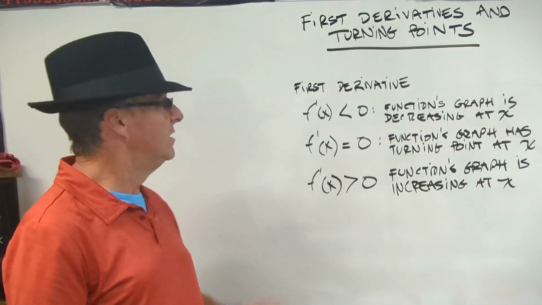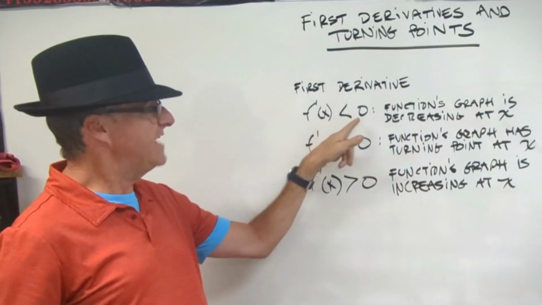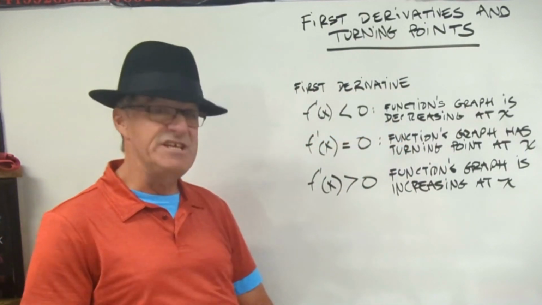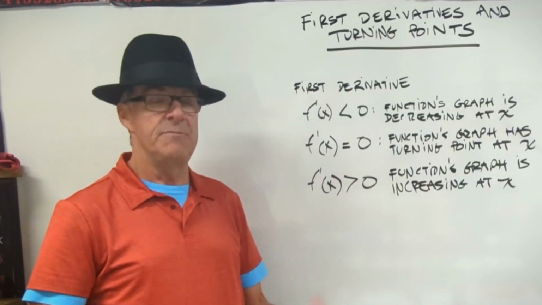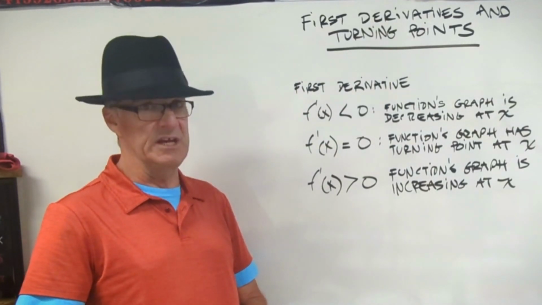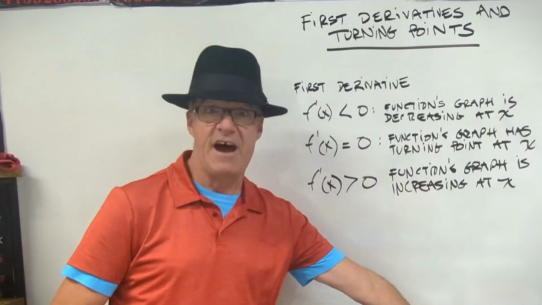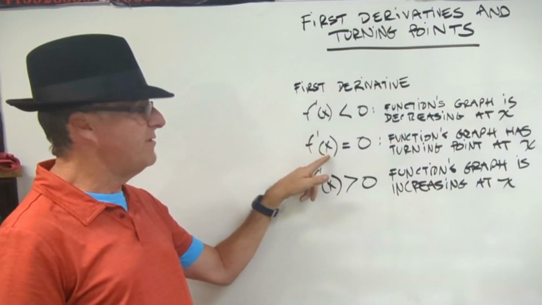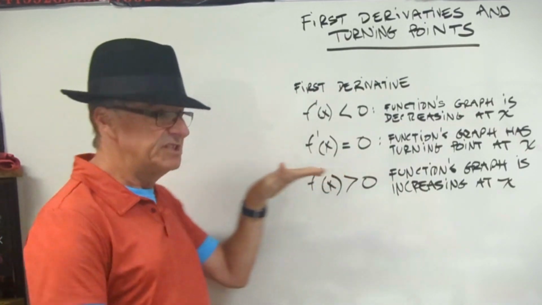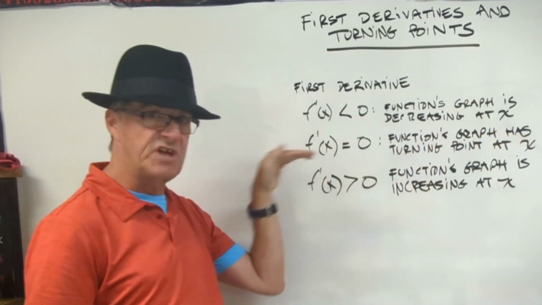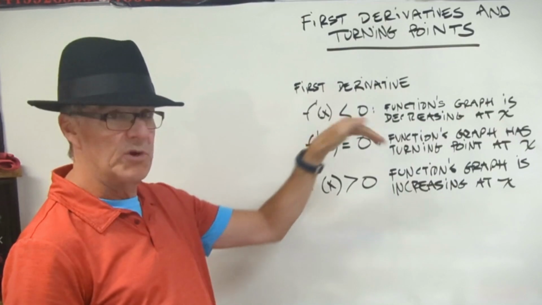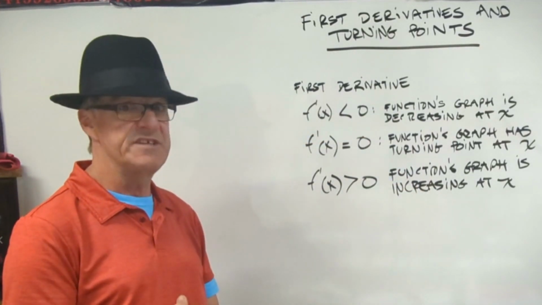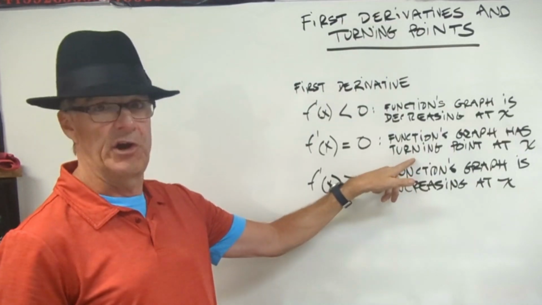So here's the review. When f prime of x is less than 0, when that's negative, the graph is decreasing because the tangent line slope is negative, so the function is going down at that value of x. When f prime of x is 0, the tangent line has no slope, it's horizontal. So that means we're at a turning point on the graph. It's changing direction from increasing to decreasing or vice versa. So that's where we have a turning point.